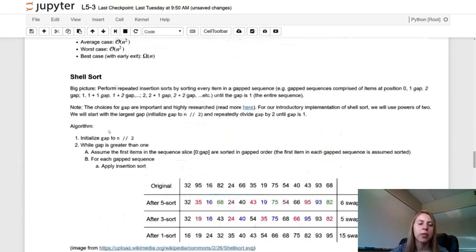In my algorithm I implemented here, I initialized gap to n over 2, so powers of 2 will be my gaps. But this may not often be the best case for a gap. How to choose gaps is a highly researched area, and I have a link here if you want to read more about how to choose gaps. But for our introductory implementation for shell sort, using powers of 2 for our gaps is going to be just fine.